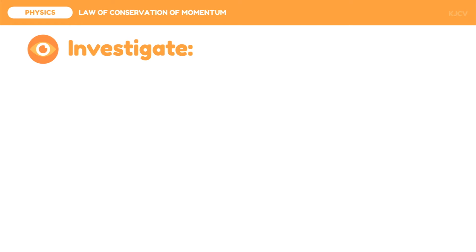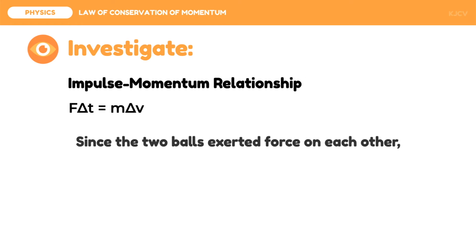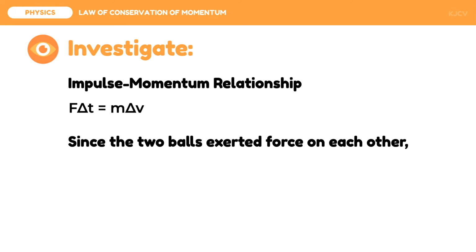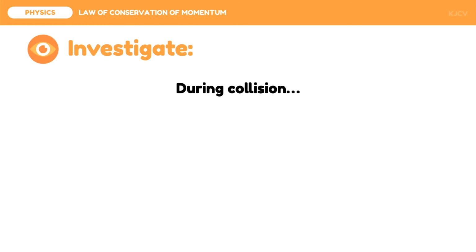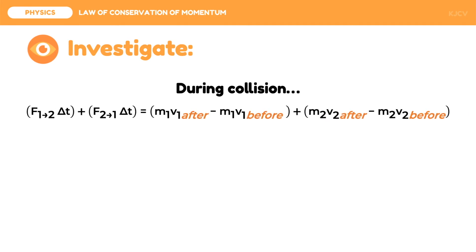Now, using the impulse-momentum relationship, we can describe how the forces exerted by the two balls onto each other affect their momentum. First, let us look at the force exerted by the first ball onto the second ball. The impulse of ball 1 on ball 2 is equal to the momentum of ball 1 after the collision minus the momentum of ball 1 before the collision. And second, the impulse of ball 2 on ball 1 is equal to the momentum of ball 2 after the collision minus the momentum before the collision. During collision, the two balls became a system and have one momentum. The sum of the impulses of the two balls is equal to the sum of their individual momentum.